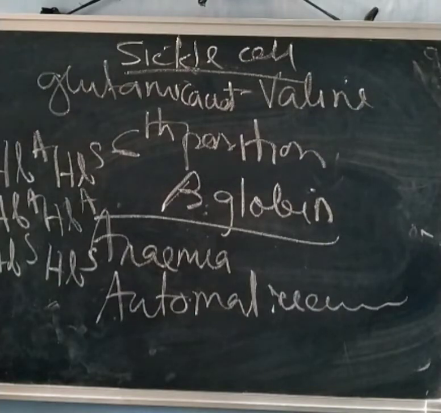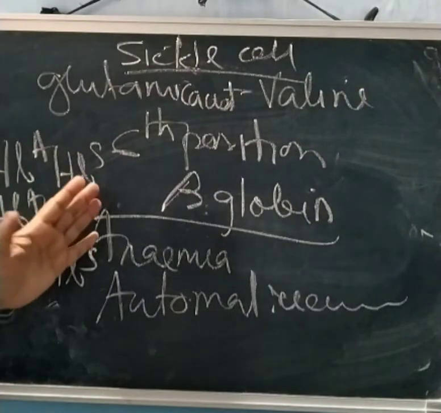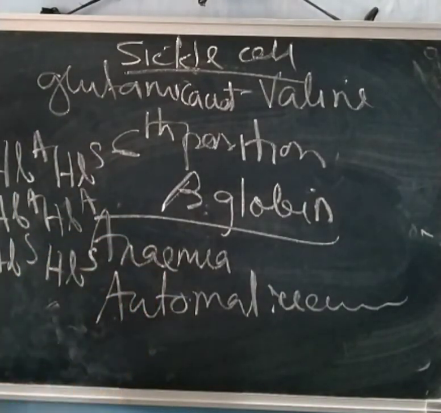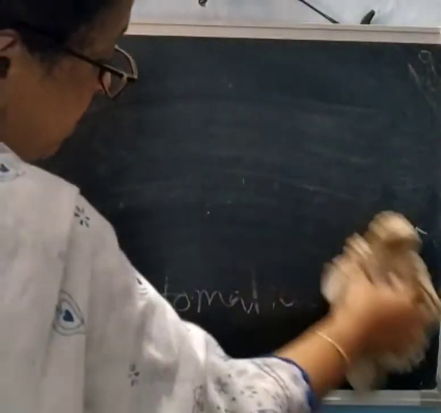So what happened after this? If this mutation occurred, then the biconcave shape of RBC is changing to a sickle cell RBC, which can no more carry hemoglobin. So loss of blood is there, right? So this is anemia. Next is sickle cell anemia. After that we will discuss thalassemia.